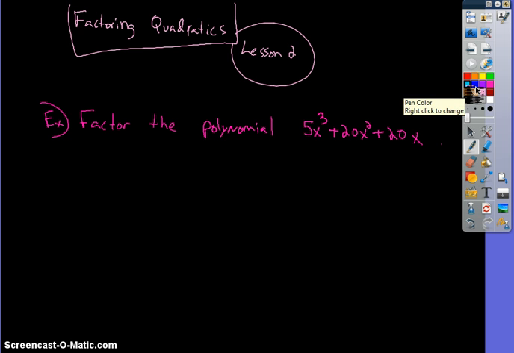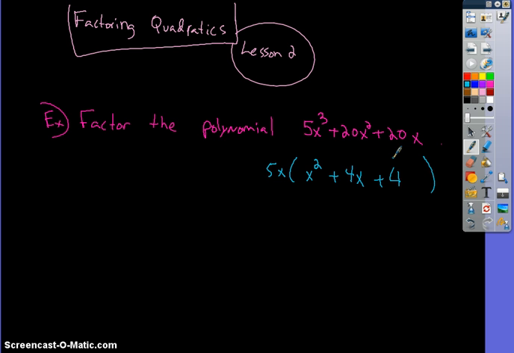If you paused it, you might recognize the GCF: 5x. You divide that by 5x, you're left with x squared. Divide this by 5x, you're left with positive 4x. Divide this by 5x, you're left with positive 4. So now we have a trinomial.